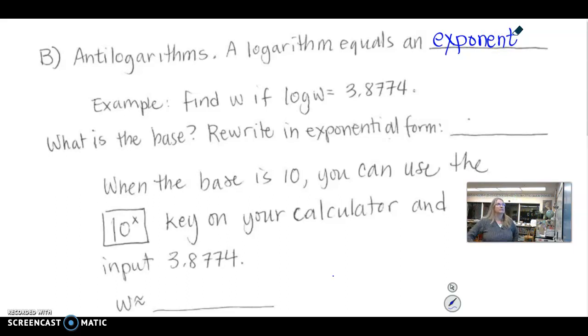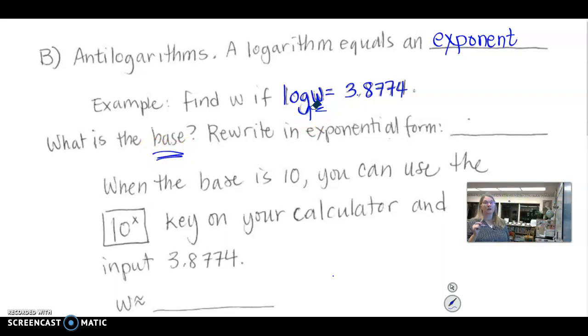So, for example, let's say we have the log of some variable w is equal to 3.8774. So now I'm solving for w, the argument of the logarithm. Now, I want you to be thinking about what is the base. The base for this is 10 because there is no base written.